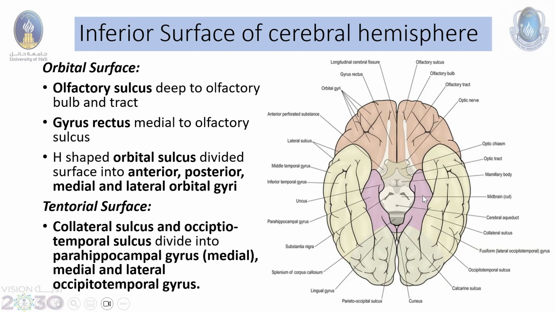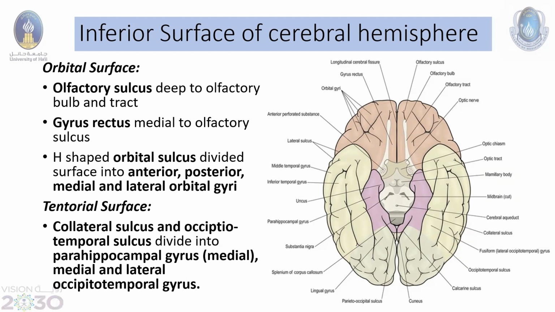One is the parahippocampal gyrus. Then we have the medial and the lateral occipitotemporal gyrus, which are the three important gyri on the inferior surface, especially the tentorial surface. Okay. So there are three areas. This is the parahippocampal gyrus. Then we have the medial and lateral occipitotemporal gyrus.